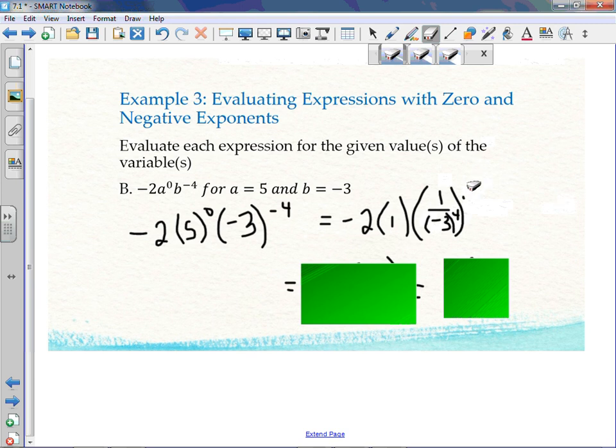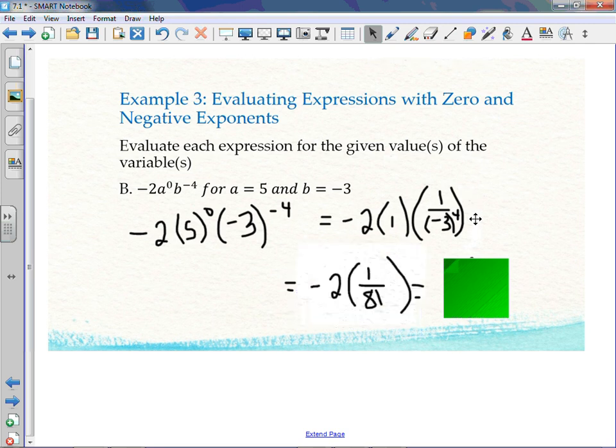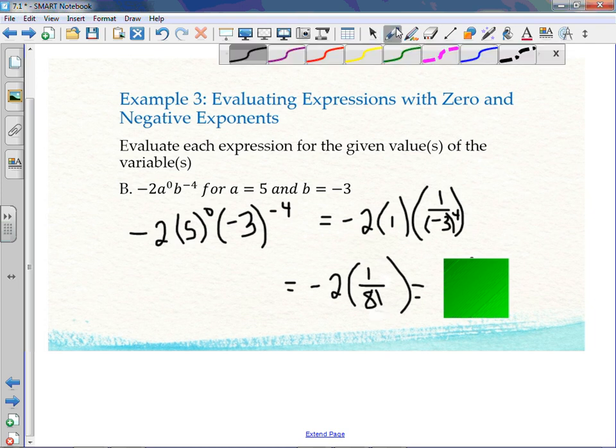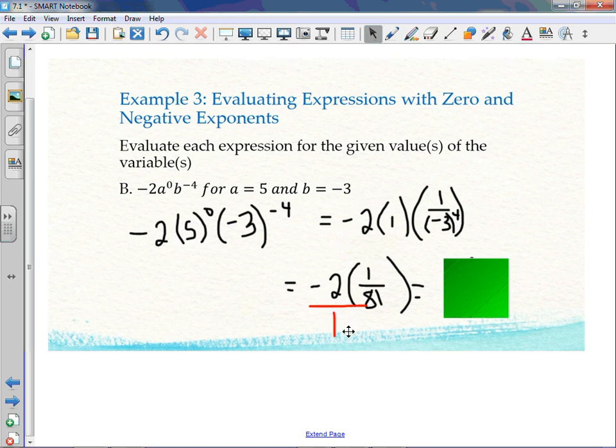Okay, perfect. Then we simplify it even more. -2 times 1 is -2. And we know that because it's a negative base to an even exponent, it's going to become positive. So we get -2 times 1 over 81. Hopefully you remember, we can make -2 a fraction by easily putting it over 1. So when we multiply the numerators and the denominators, it's -2 over 81.